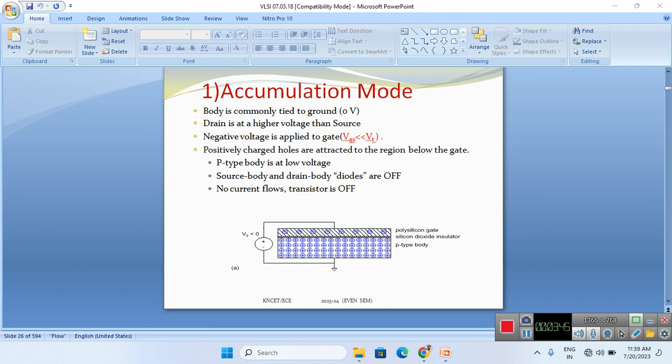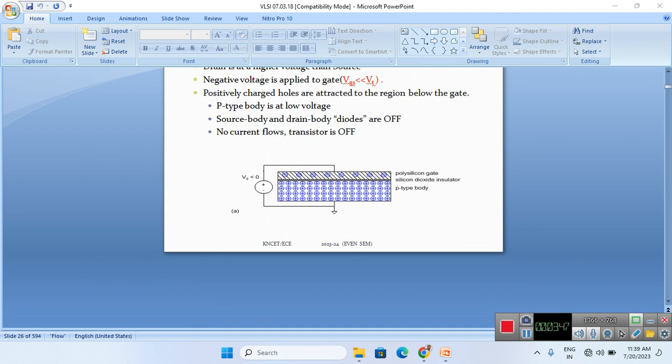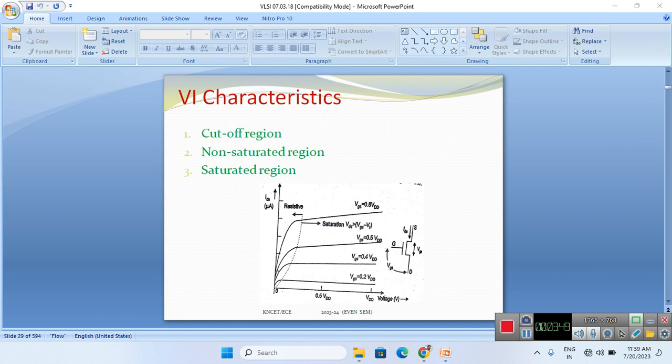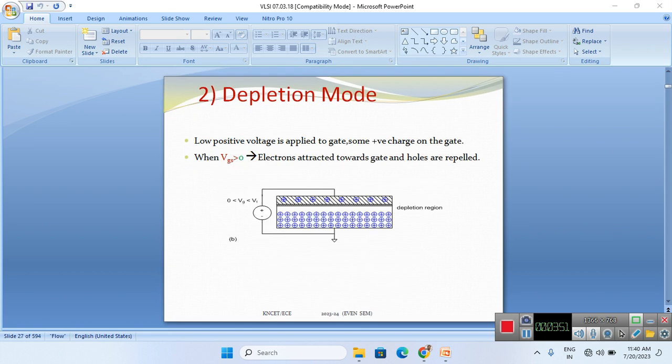The next mode is called the depletion mode. Listen here, this is the depletion mode. Here we apply a slightly positive potential, that means VGS is greater than 0. The condition is VGS greater than 0 but less than the threshold voltage. So in these conditions we apply a positive potential to the gate. Look at this picture.